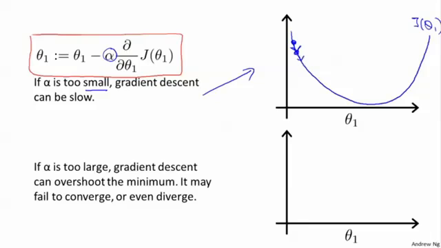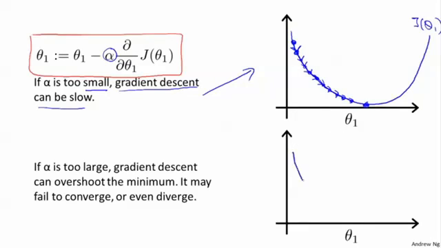And so if my learning rate is too small, I'm going to end up taking these tiny, tiny baby steps to try to get to the minimum. And I'm going to need a lot of steps to get to the minimum. And so if alpha is too small, gradient descent can be slow because it's going to take these tiny, tiny baby steps, and so it's going to need a lot of steps before it gets anywhere close to the global minimum.